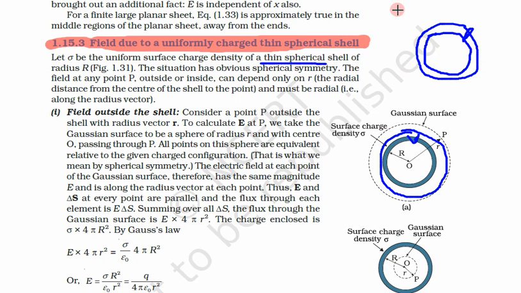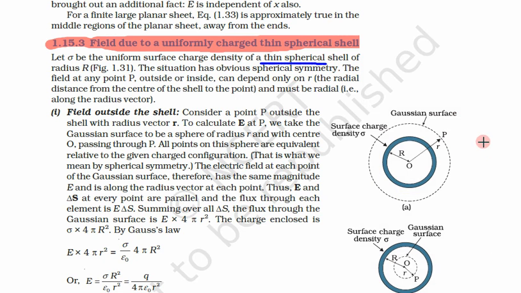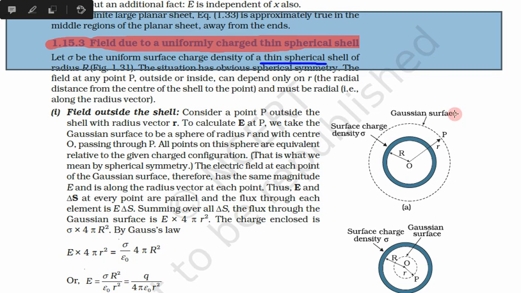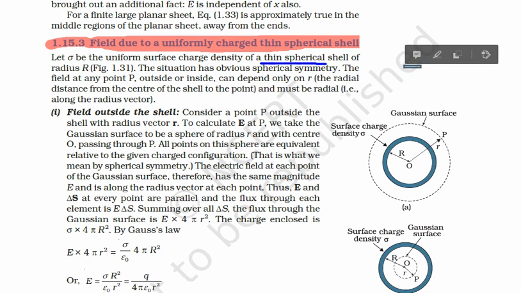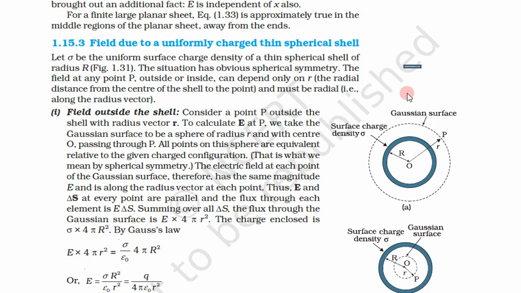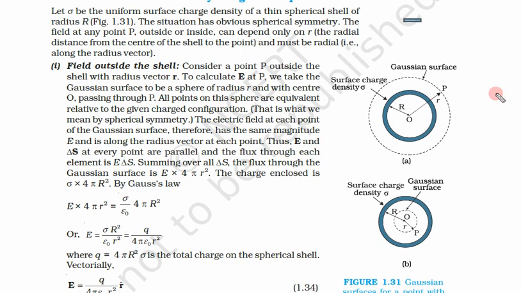Now we have to calculate the electric field at point P because of this thin spherical shell. So let us see the diagram first, then we will solve this. Here are two diagrams. For any thin spherical shell, let this be the thin spherical shell, and this O is the center. Capital R is the radius of this spherical shell.